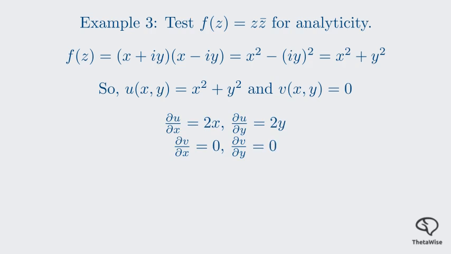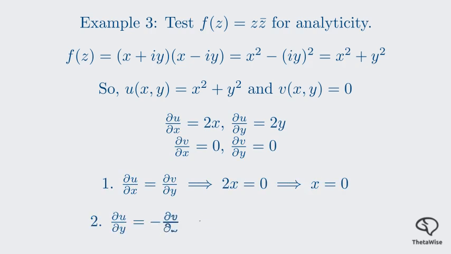Now we check the equations. Here's where the secret lies. The first equation, 2x equals 0, is only true when x equals 0. The second equation, 2y equals 0, is only true when y equals 0.